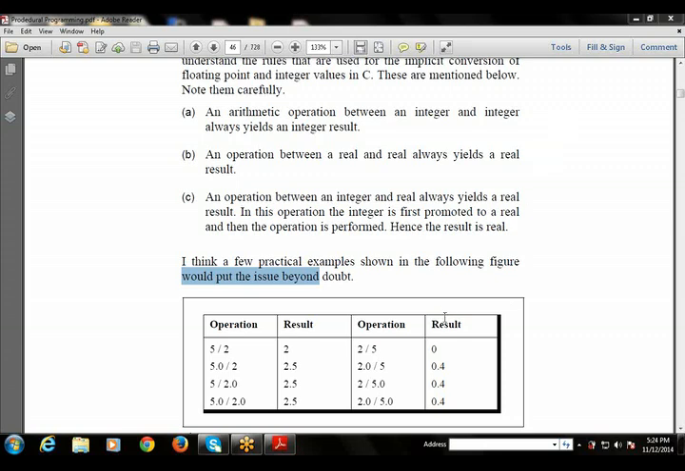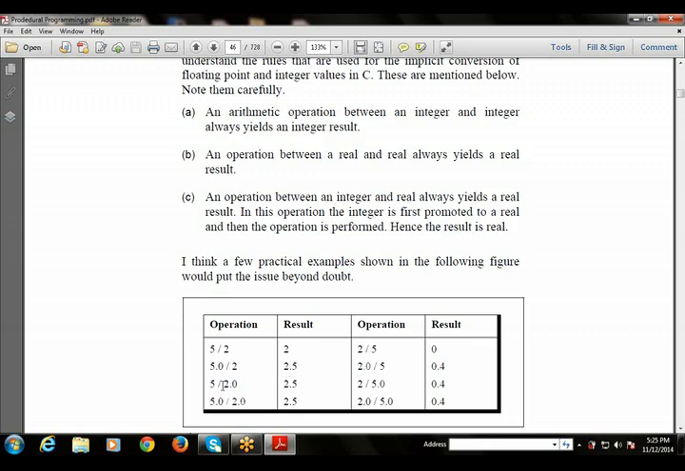Real values can give the result. So these are the different scenarios that can be used. First of all, this says 5 divided by 2, where both are integer values. The result is 2. The operation 2 divided by 5 gives 0. Then 5.0 divided by 2 gives the real value 2.5. Then 2.0 divided by 5 gives 0.4.